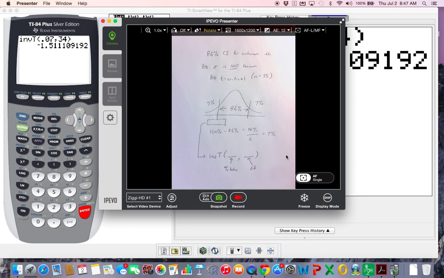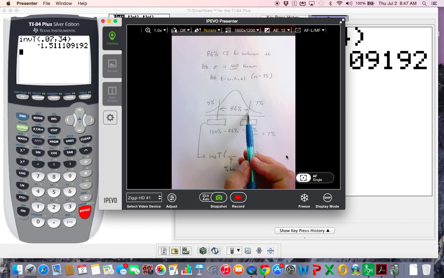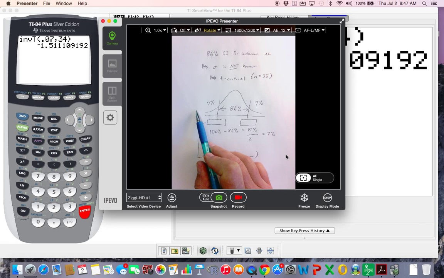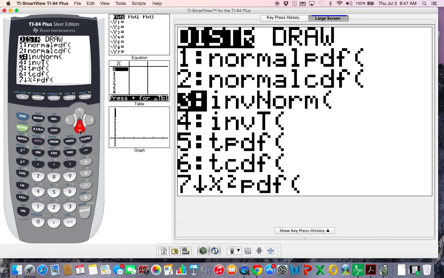Now, if I did the other one, let's just show that we should know by now that it's going to give us the same value, except the positive. But if I did this other one, let's just think it through. What percentage do I have below? Well, I've got that 86 plus that 7, so I have 93% below here. So guys, if I was going to get the other one, which I think you guys all know by now that you don't have to do this.